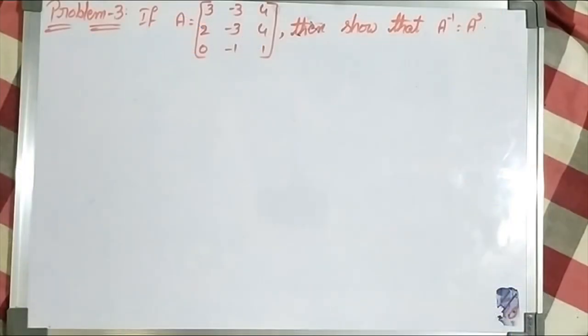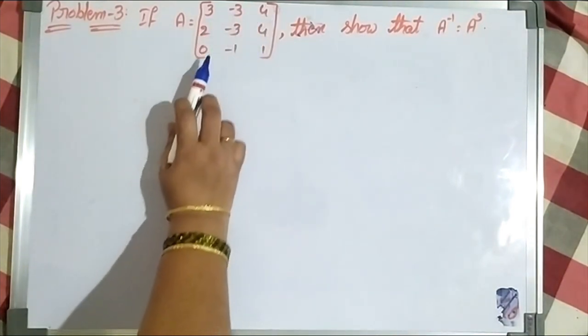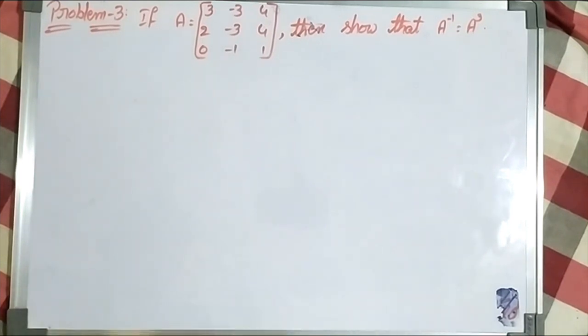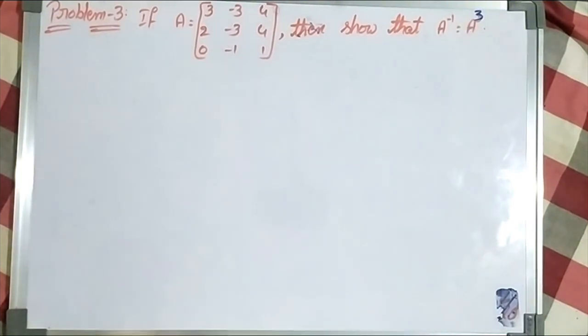Hi friends, in this video we will discuss problem number 3 of section 2 of exercise 3e. The problem is: if A equals the matrix [3, -3, 4; 2, -3, 4; 0, -1, 1], then show that A inverse equals A cube. Here this is A cube. A inverse equal to A cube.